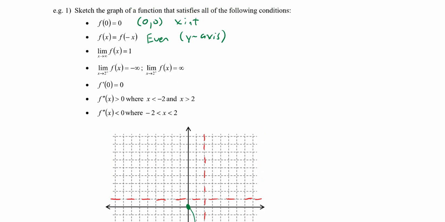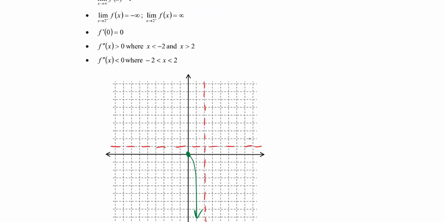All right, so that was the first part. And then the limit of f of x as x approaches 2 from the right is positive infinity. So that means that we're going to be doing something like this. And you probably know that it's going to be approaching that horizontal asymptote that we already did too, right? Okay, so we got that one going on.